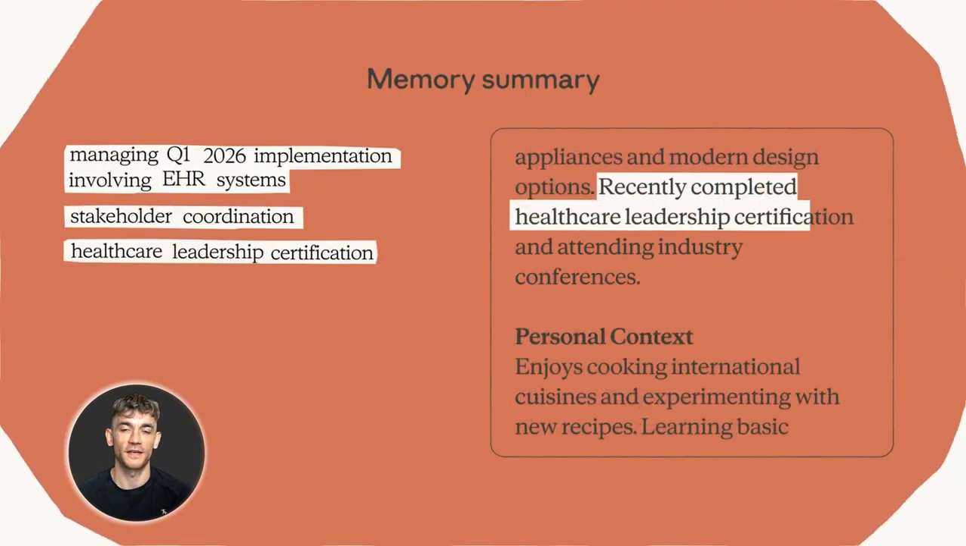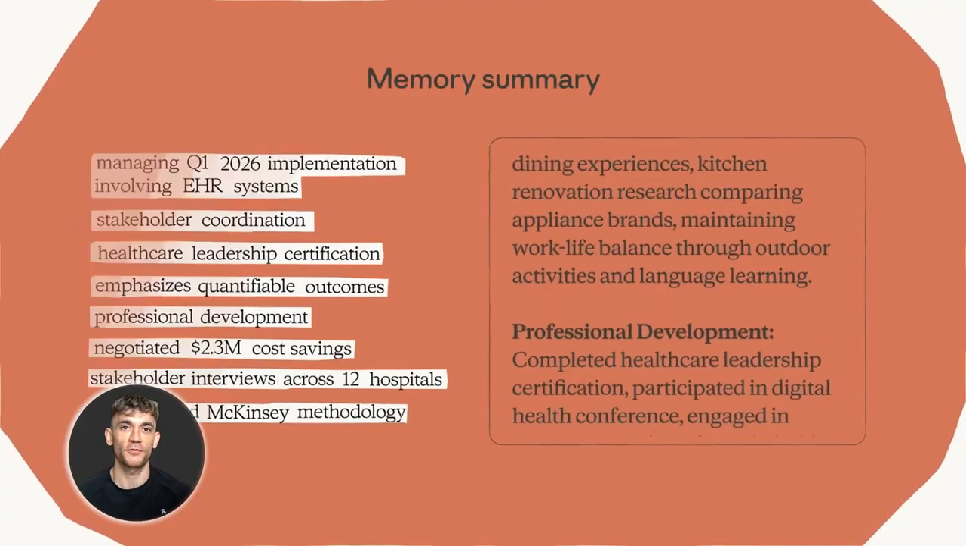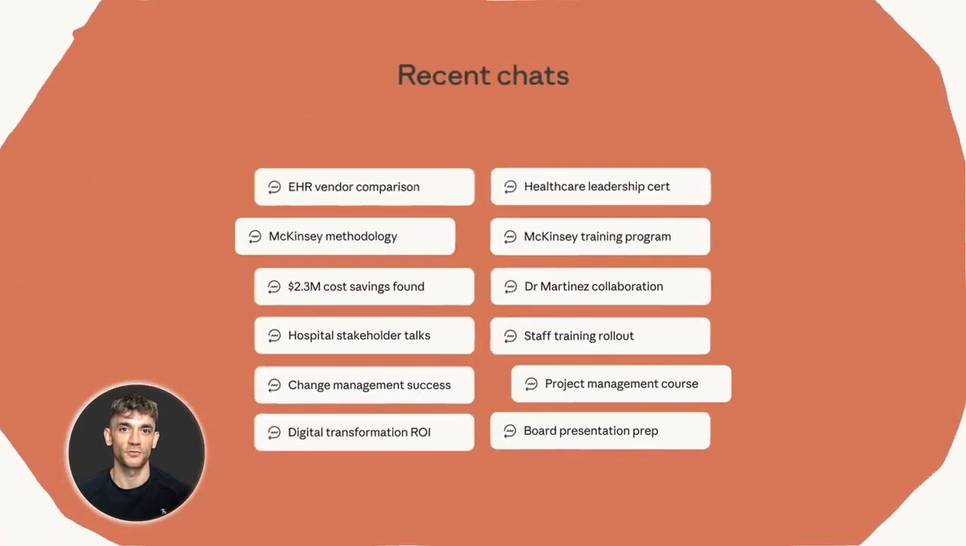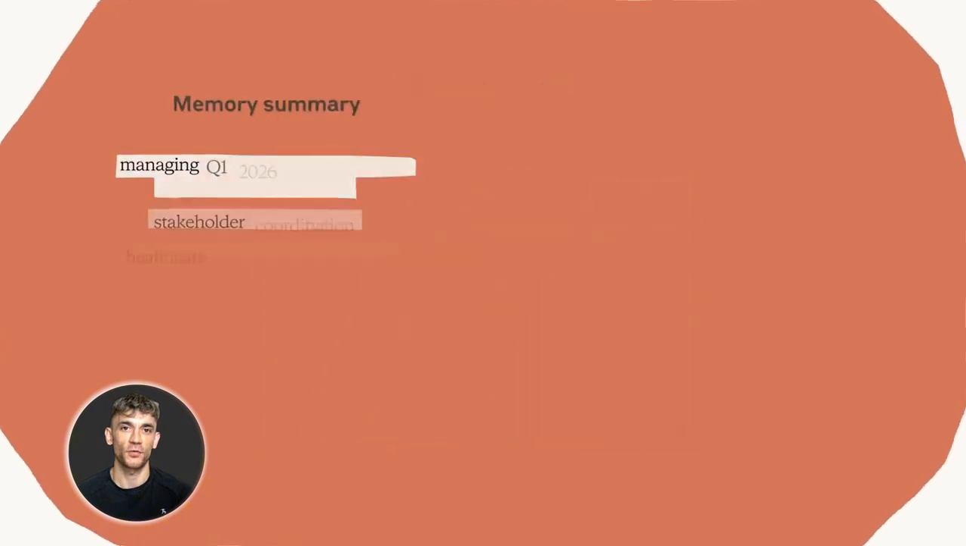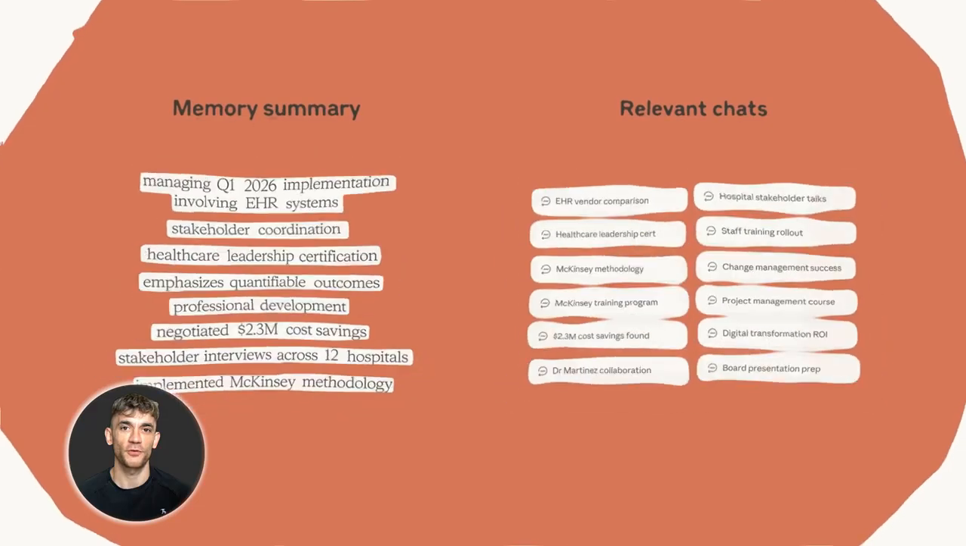Go into your settings and look for the memory section. Turn on the option to generate memory from your chats. Claude will start picking up key details and saving them. You can review those entries, edit them, or delete anything that's not accurate. Check them regularly so Claude is working from good information.